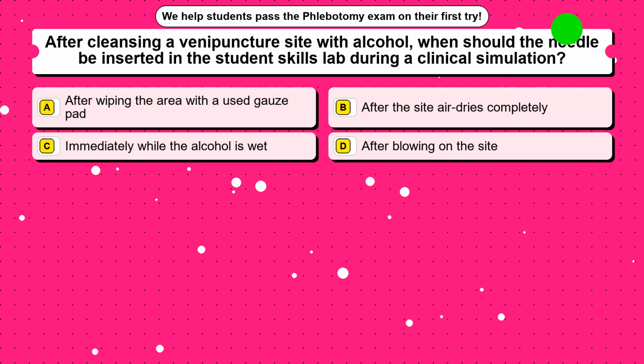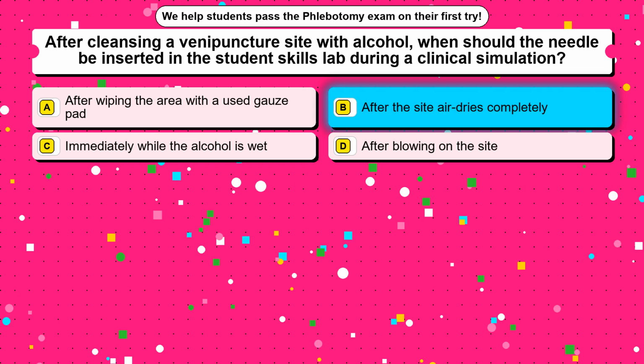Question 16. After cleansing a venipuncture site with alcohol, when should the needle be inserted in the student skills lab during a clinical simulation? Option A, after wiping the area with a used gauze pad. Option B, after the site air dries completely. Option C, immediately while the alcohol is wet. Option D, after blowing on the site. The correct answer is option B, after the site air dries completely.